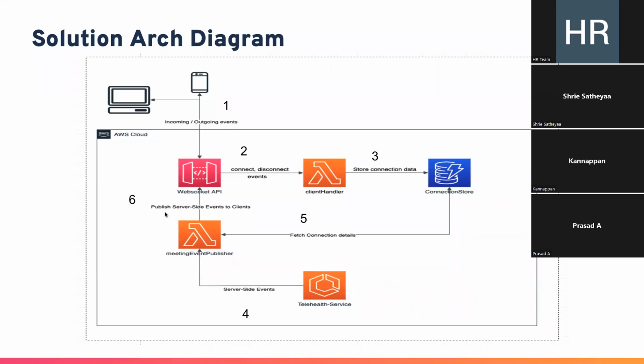It's a Lambda function. This Lambda function is going to receive these events from the telehealth service, and it is going to match these events with the clients who had requested this information. This mapping data is stored in the connection store that you see, which is a DynamoDB. In DynamoDB, we have stored this connection information, where we have the mapping between the events and the connection IDs, which refer to these clients. After fetching this information, this meeting event publisher is going to publish the events to the corresponding clients.